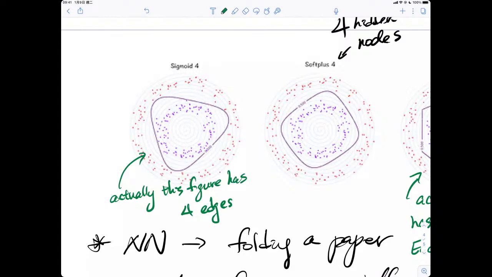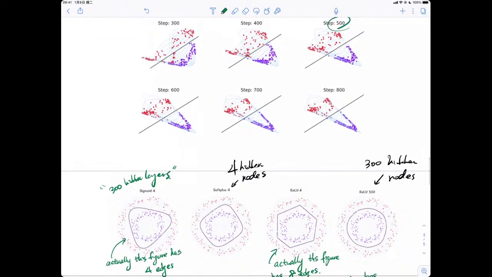This example has 300 hidden layers. That means we can fold the original space 300 times, and after 300 times you will get this boundary line, and you map the boundary line back to the original space.